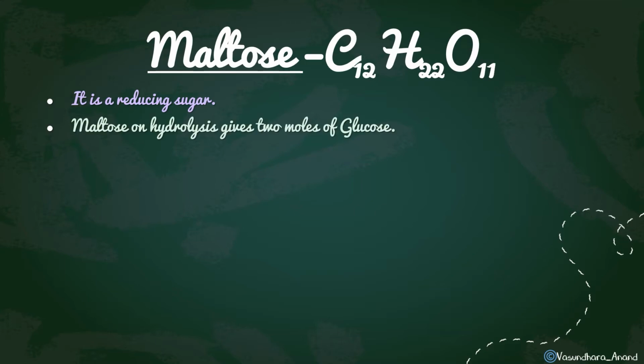Okay. Second thing, we have done this on the very first day of this chapter, that maltose on hydrolysis gives 2 moles of glucose. We have done 3 disaccharides. One was sucrose, which on hydrolysis was giving glucose and fructose. Next was maltose, that is giving 2 moles of glucose, and third was lactose, which was giving 1 mole of glucose and 1 mole of galactose, isn't it?